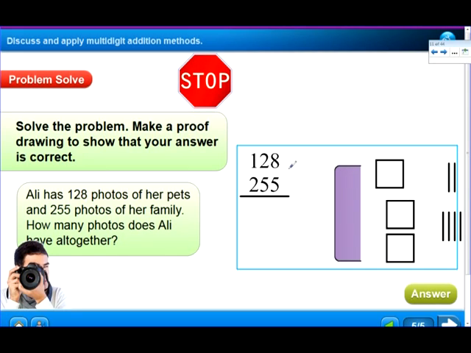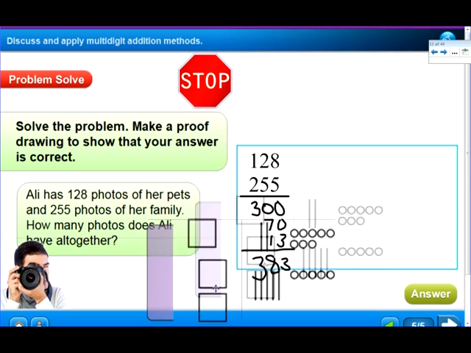So I'm going to go 2 plus 1 is 300. 2 plus 5 is, or 20 plus 50 equals 70. And 8 plus 5 equals 13. So I have 3, 7 plus 1 is 8, and 3 is 383.